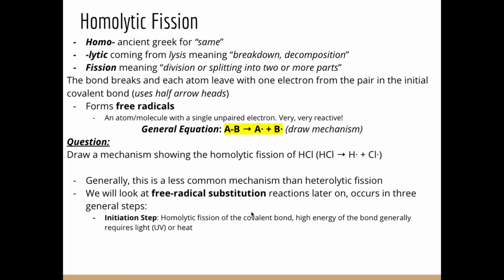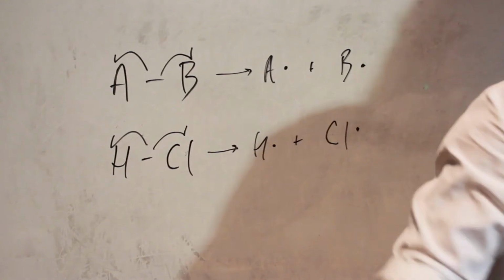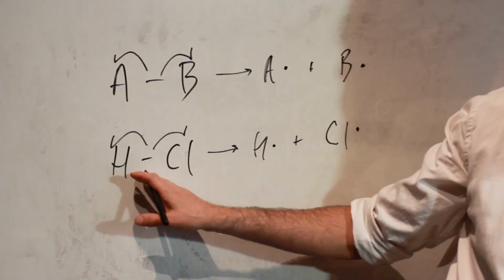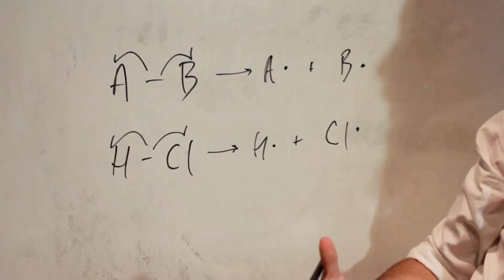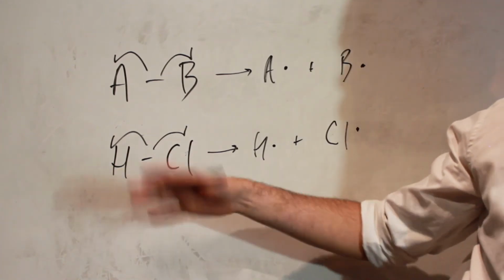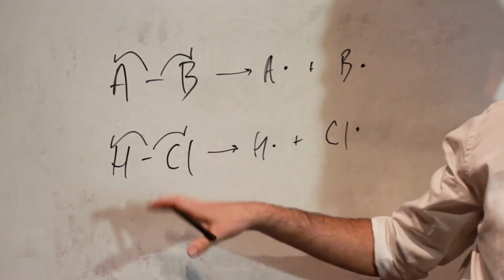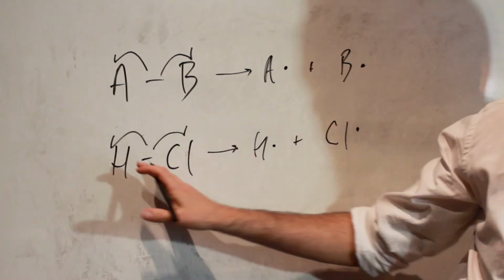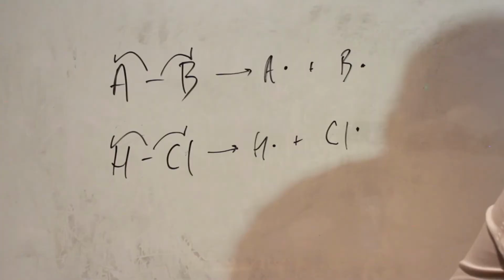We have three general steps in a free radical substitution. The first is the initiation step. Homolytic fission of the covalent bond, high energy of the bond generally requires light or heat. So the initial step is we sever the bond homolytically and we form the free radicals. Initiation, the initial step. Now, we've talked about covalent bonds being strong, so this requires some sort of energy input, usually in the form of UV light or in the form of heat, in order to fission that bond.